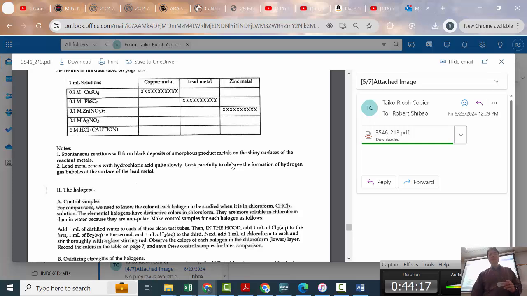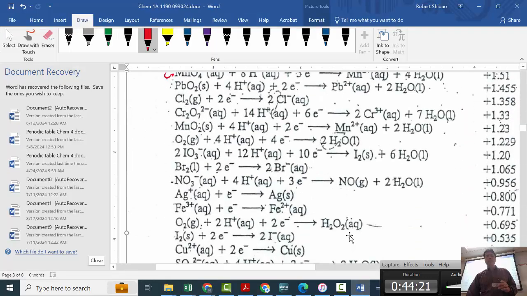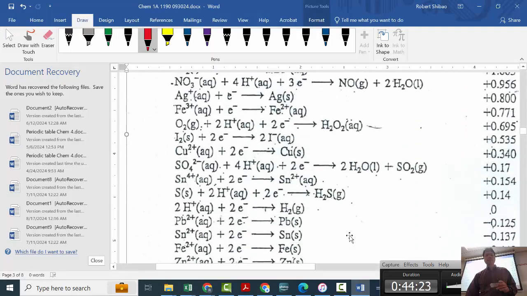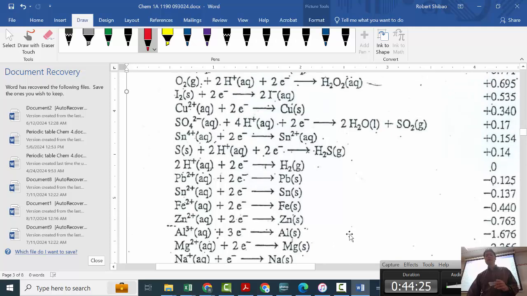We could see this on the redox chart as well. Copper is the least reactive. It's farthest away from lithium. And then there's lead, and there's zinc. Zinc is the closest to lithium. So zinc's the most reactive, then lead, then copper.